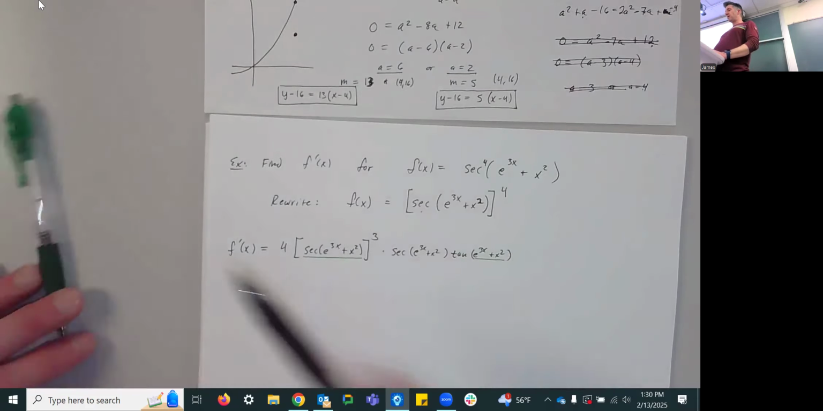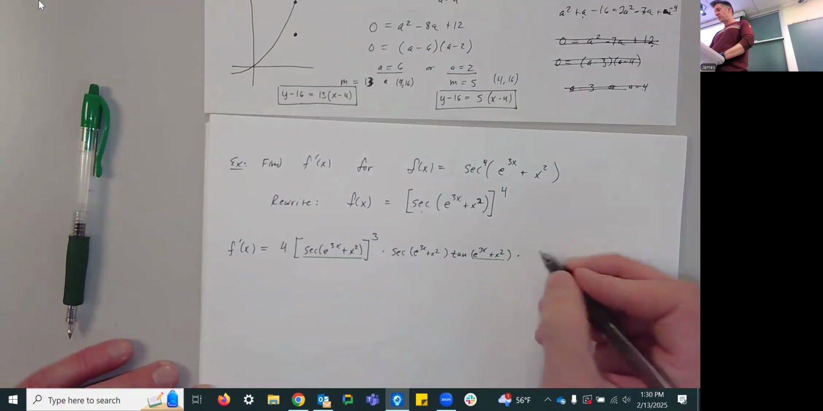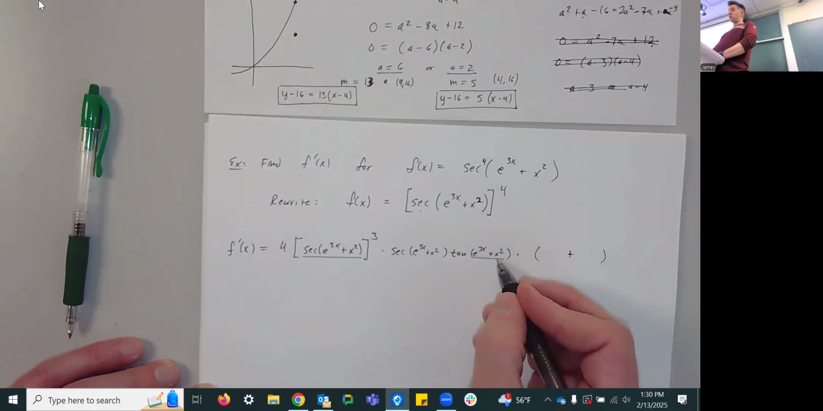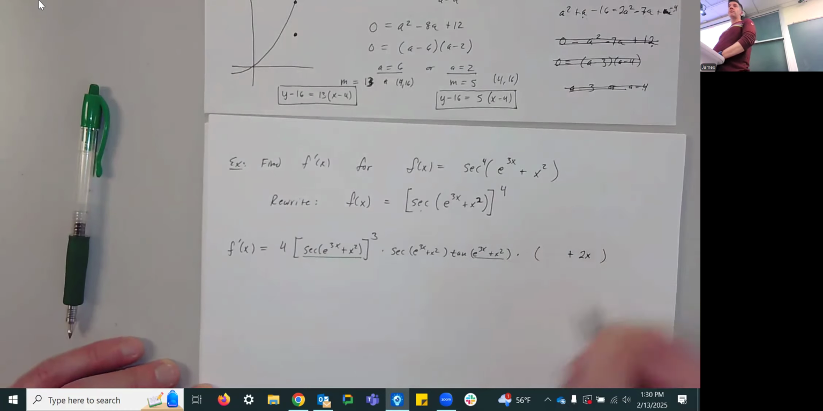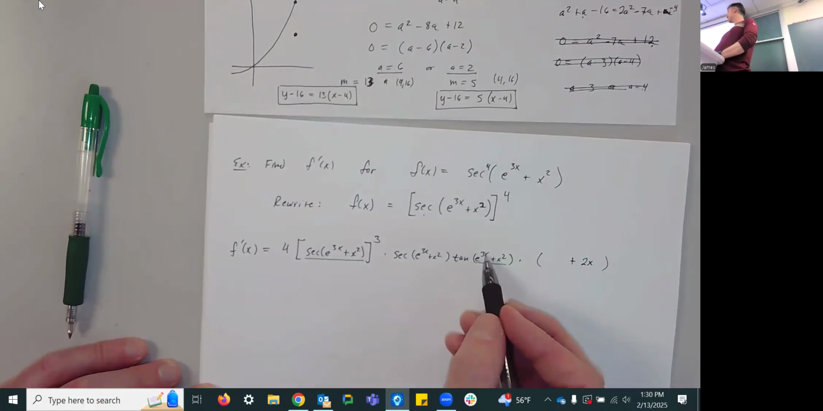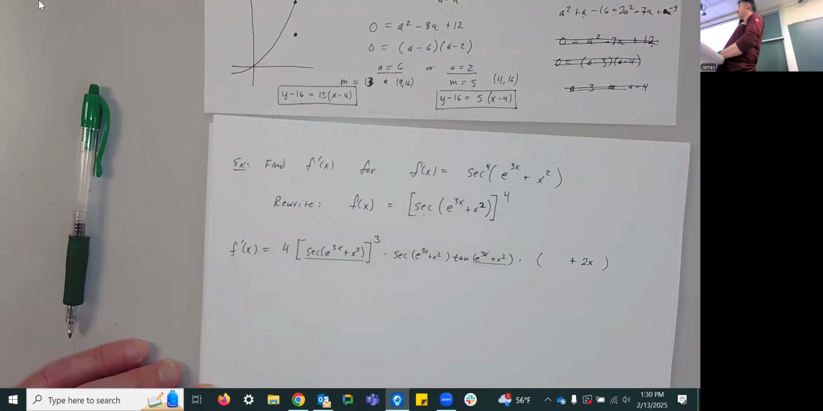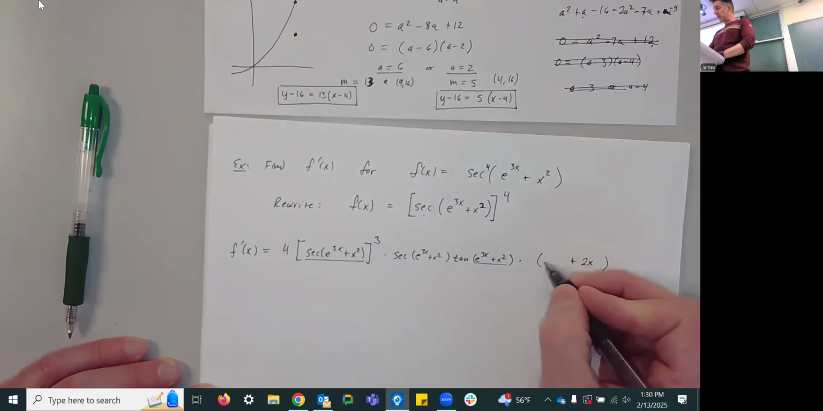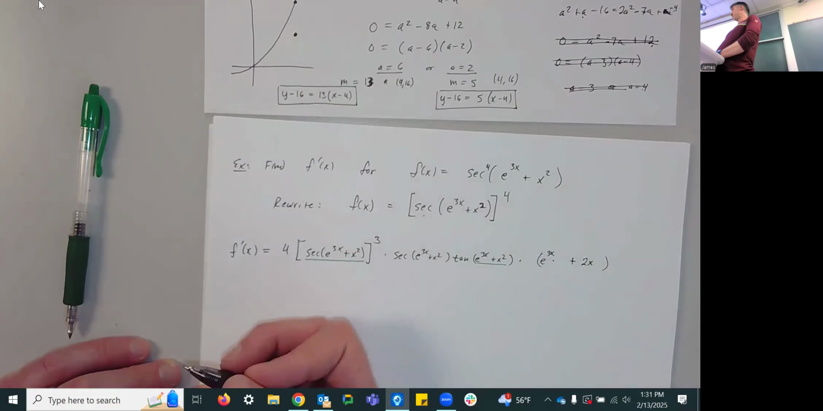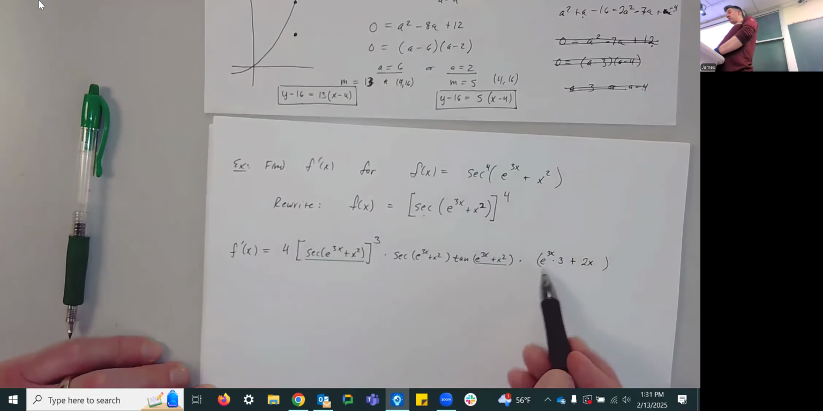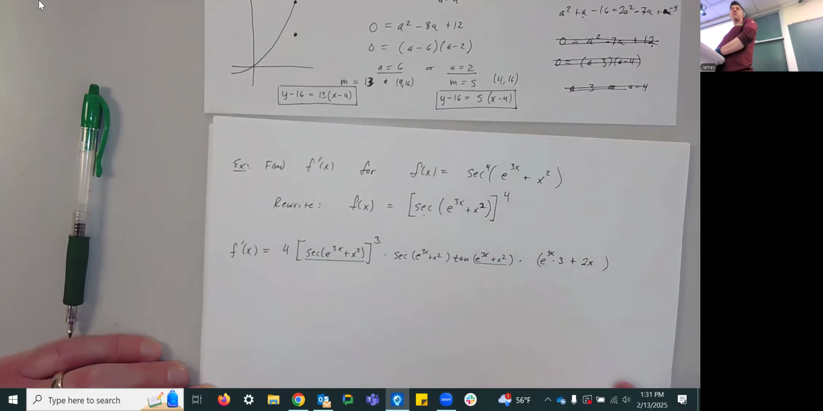And then for the inside stuff, there is a mini chain rule in there as well. So certainly the derivative of x squared is 2x. But the derivative of e to the stuff, e to the 3x, is going to be, well, the derivative of e to the x is e to the x. So the derivative of e to the stuff is e to the stuff, but then we have to multiply it by the derivative of the stuff, which is 3. But that 3 only multiplies the e to the 3x, not the entirety of e to the 3x plus x squared. Gross.